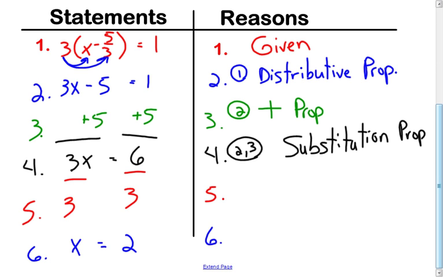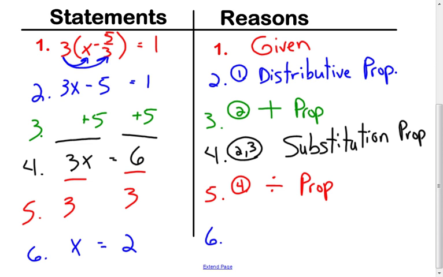Now when I get to line 5, this is where I'm doing my division. Those are the division signs right there. So I've divided by 3 on both sides of the equation. Therefore, I use the division property, and I just use the sign for division to do that. And then in order for me to actually be able to write statement 5, I needed to have statement 4 as my reference.